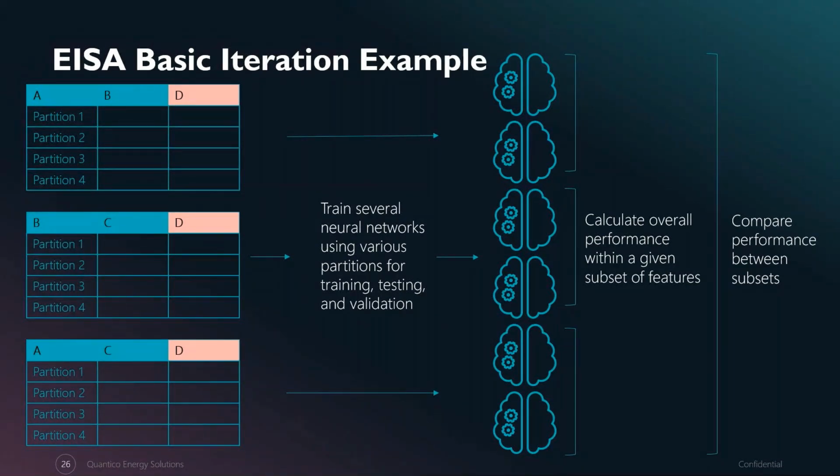Then we calculate the overall performance of our models for a given feature subset, and then we compare the performance between subsets. So, in this case, let's say our bottom feature subset, A, C, D, happens to yield overall models with the best performance. Then we'll move on to our next iteration where we've decided we're going to drop B, and we'll continue. In this case, there's only 2 features left, so there's not much more we can do.